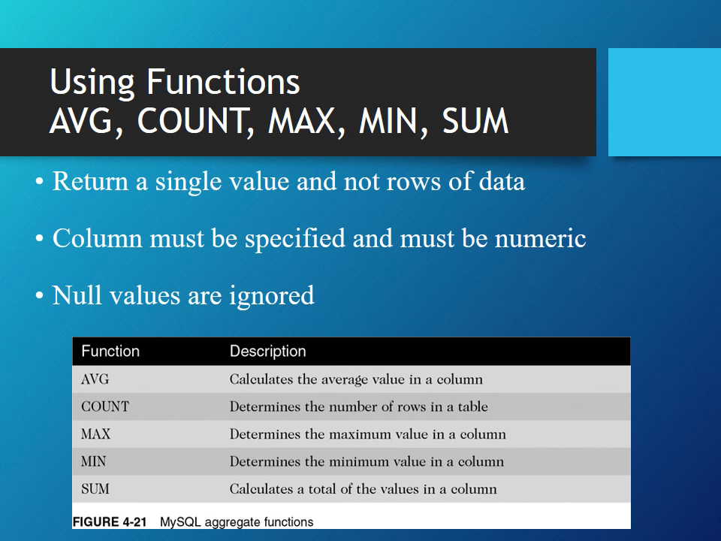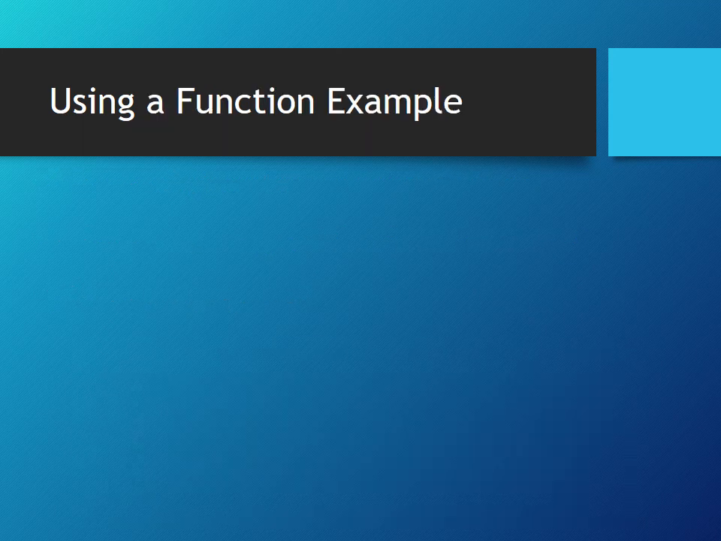Now let's look at functions. There are many MySQL functions, but the ones we will use in this course are average, count, max, min, and sum. Functions are used to return a single value, and the keyword is single, just one value for the desired data. To use a function, the column being used must be specified and must be numeric. That means it must be a number. Null values are ignored. Let's look at an example.